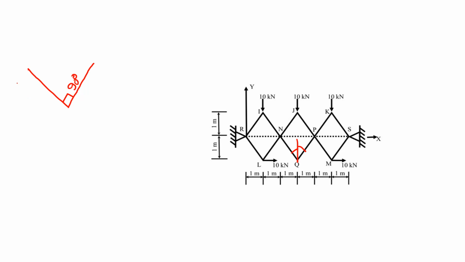Then the forces in these two members, that is NQ and QP, would be 0. That is, they are zero force members, because both of them are connected at 90 degrees and no other force is acting at this joint. So this would be a zero force member.